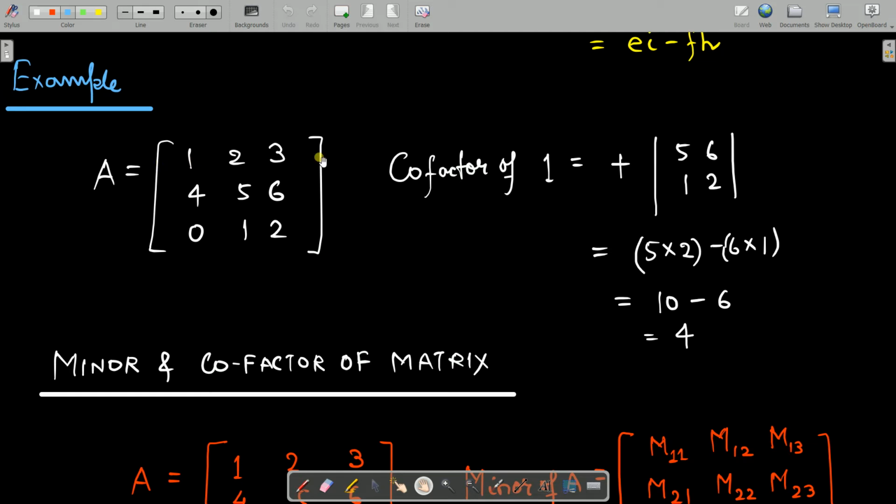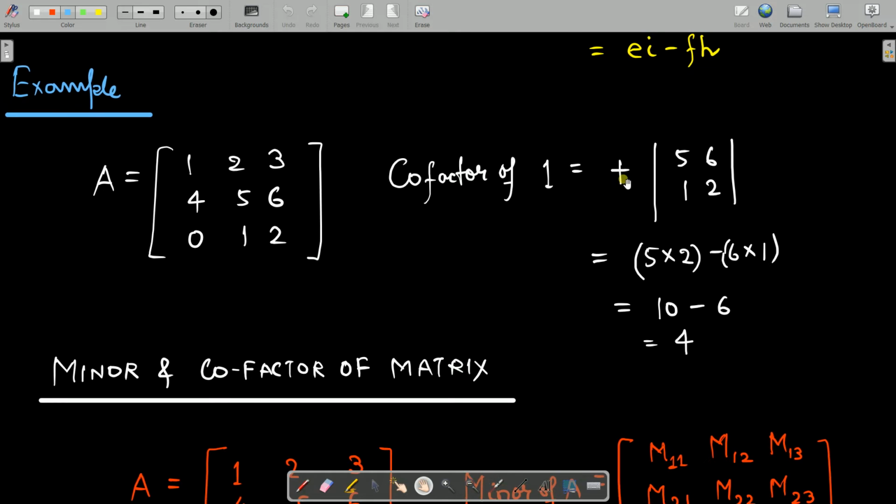Delete the row containing 1, delete the column containing this 1, and what is left? 5, 6, 1, 2. So find the determinant of this. Now what will be the sign for this? Here it will be positive.